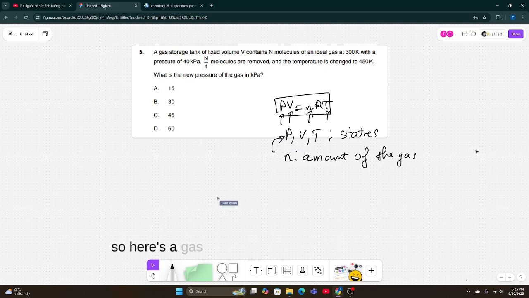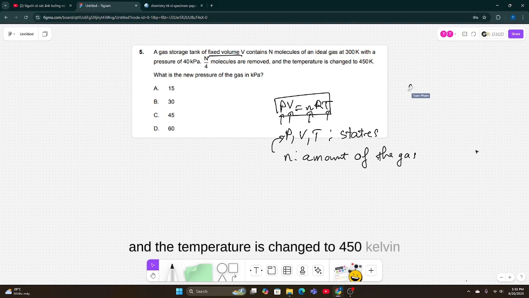So here's a gas storage tank of a fixed volume, right? A fixed volume contains n molecules of an ideal gas at 300 Kelvin with a pressure of 40 kPa. n over 4 molecules are removed and the temperature is changed to 450 Kelvin. What is the new pressure of the gas in kPa?